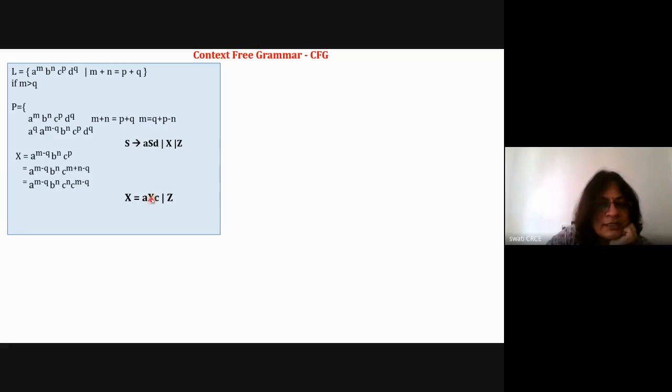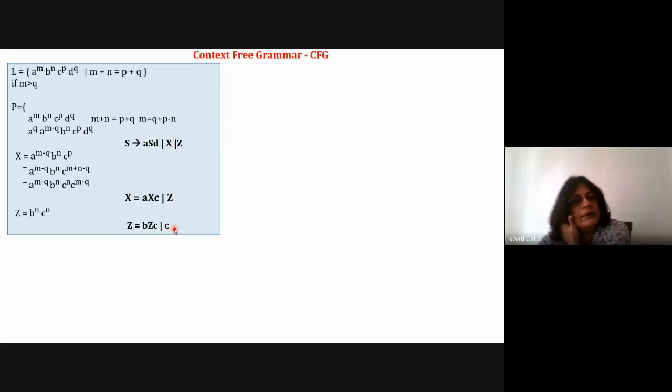To stop the recursion, I'll say that it is equal to Z. And if I'm saying Z, then Z will be B raised to N, C raised to N. So for that, I will have to write the rule as Z is equal to BZC or epsilon. And then here I'm writing it as Z because if this Q is equal to 0, S will be directly equal to Z. So this is done for M is greater than Q.